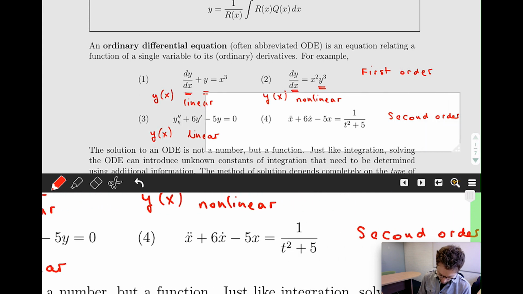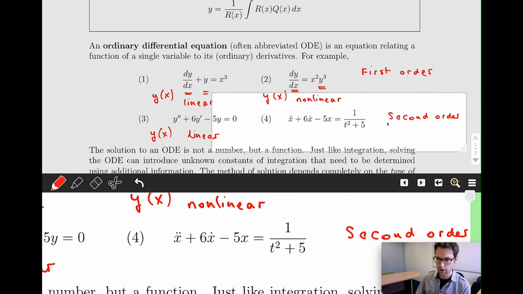Last example, example 4, we saw that was another second order equation. The first thing we need to determine is what is the dependent variable and what is the unknown function. You can see here I've got derivatives of x with respect to time. So this is a function x of t. So x is the unknown function, t is the variable it depends on.